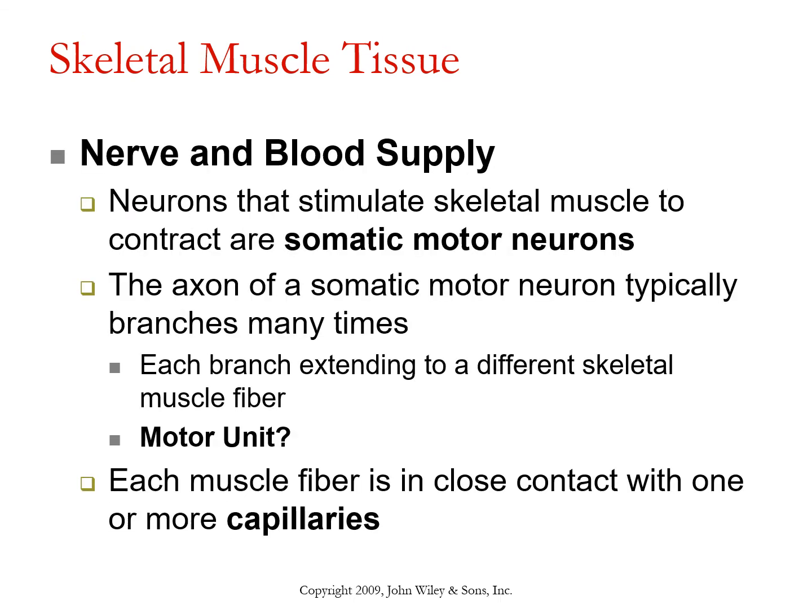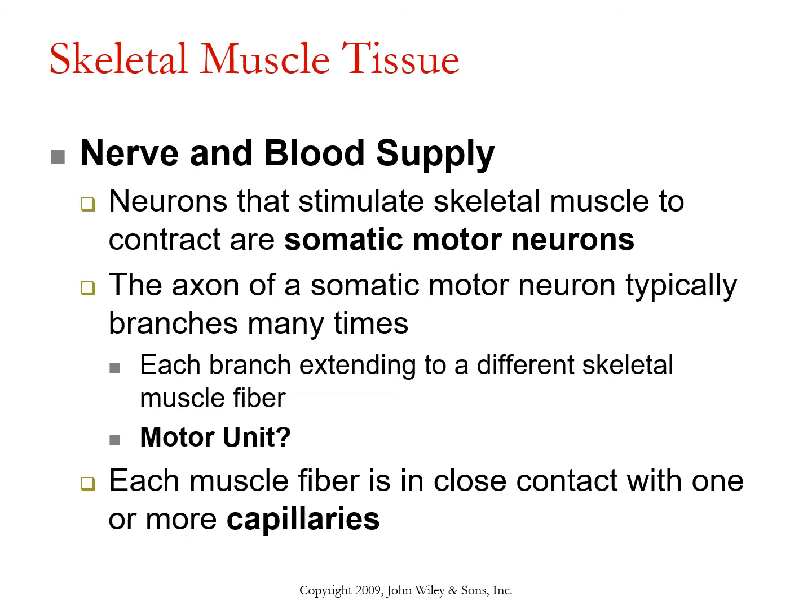Skeletal muscle tissue is both highly innervated and vascularized. That means that skeletal muscle tissue has many nerves as well as blood vessels. The neurons that stimulate skeletal muscle to contract are called somatic motor neurons. Somatic refers to your skeletal muscles and the voluntarily controlled structures of the body. Motor refers to those signals that originate in the central nervous system, so the brain and spinal cord, and go out towards targets in the peripheral nervous system. In this case, the targets are the skeletal muscle cells.